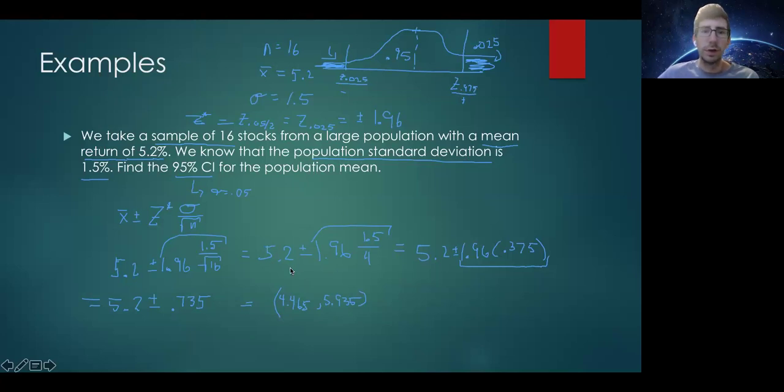So we could say we're 95% confident that the true population mean or the true population average of return from this population of stocks is between 4.465%, right? Let's put our units back in there. It's between 4.465% and 5.935%.